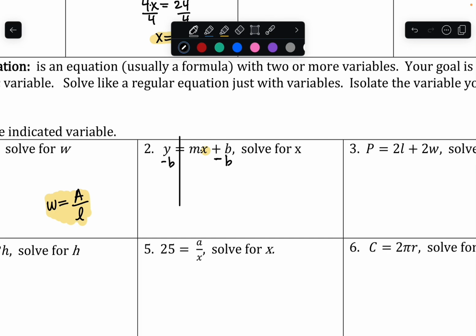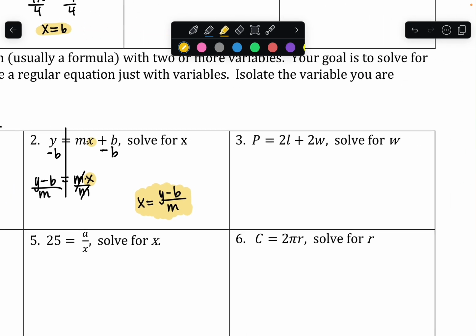Okay, and so on the left-hand side, I have y minus b. Write it in the same order. And then I have m times x. Still solving for x, right now it's being multiplied by m, so we have to divide both sides of the equation by m, the entire side. Okay, and so that leaves me with x equals y minus b all divided by m. And that's the best we can do. X is isolated, that means we're done.